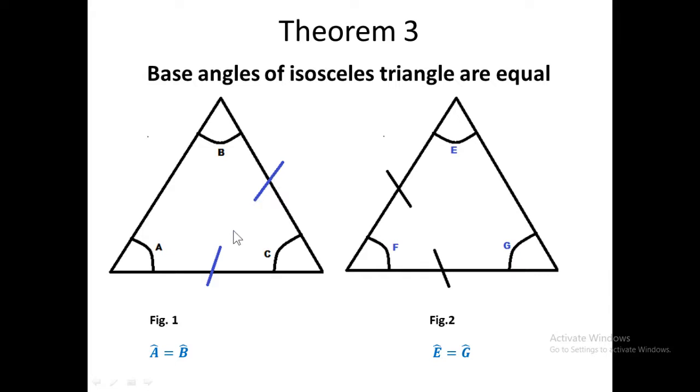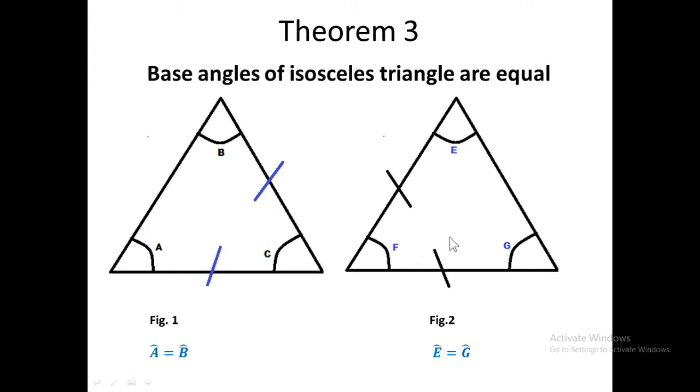This side is equal to this side as it has been marked already. That means this angle A and angle B are the two base angles of this isosceles triangle. So that means they are equal. Angle A is equal to what? Angle B, according to this theorem.